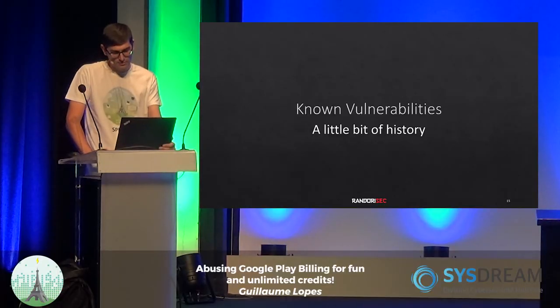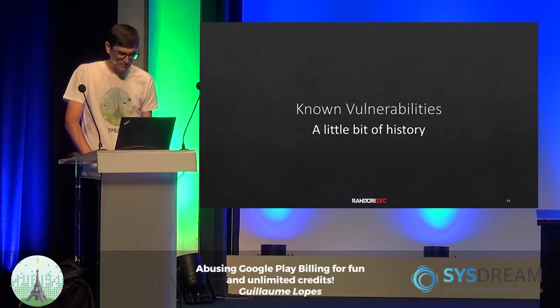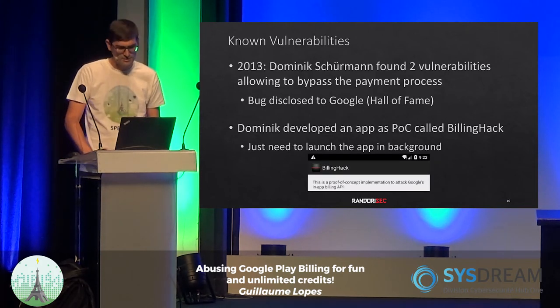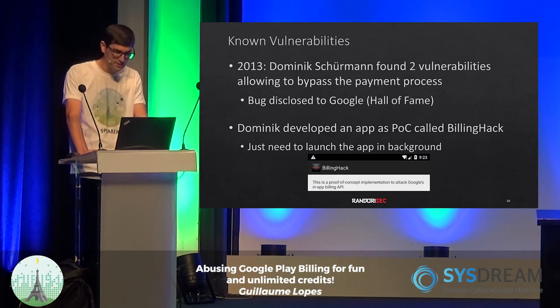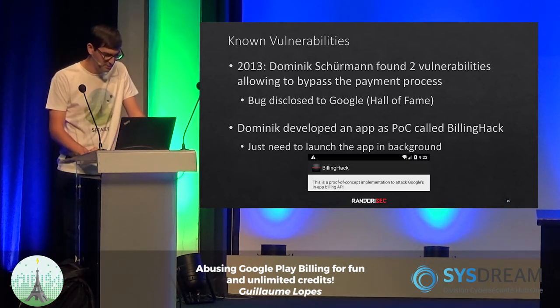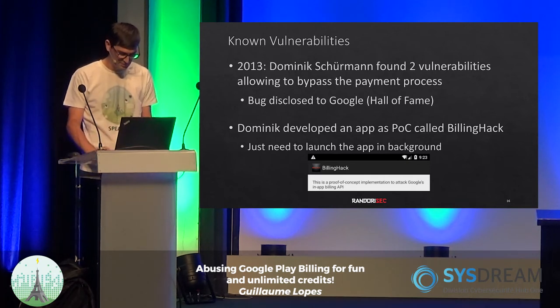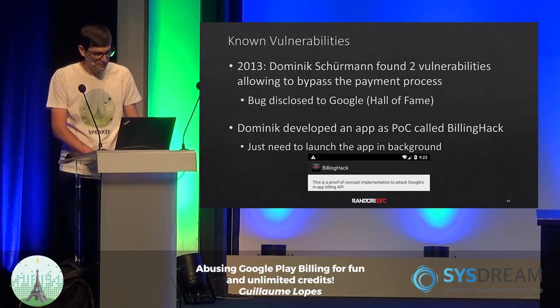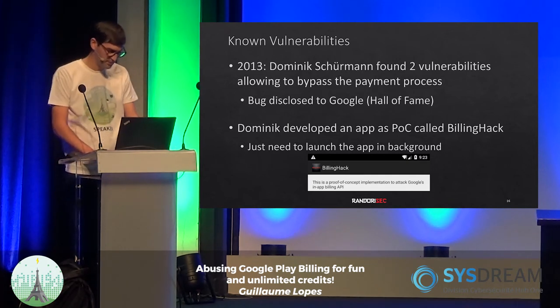So let's have a look at some known vulnerabilities already found on this API. In fact, in 2013, Dominik Schürmann already found two vulnerabilities on this API. He disclosed the bug to Google, and it was in the Hall of Fame at this time. Yes, at this time, bug bounty was not very popular, so he didn't get any money for that. But he developed a proof of concept called the billing hack to exploit the vulnerabilities found.